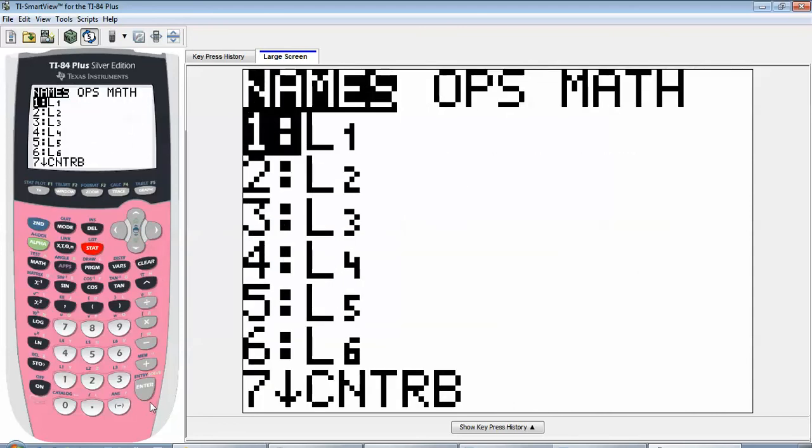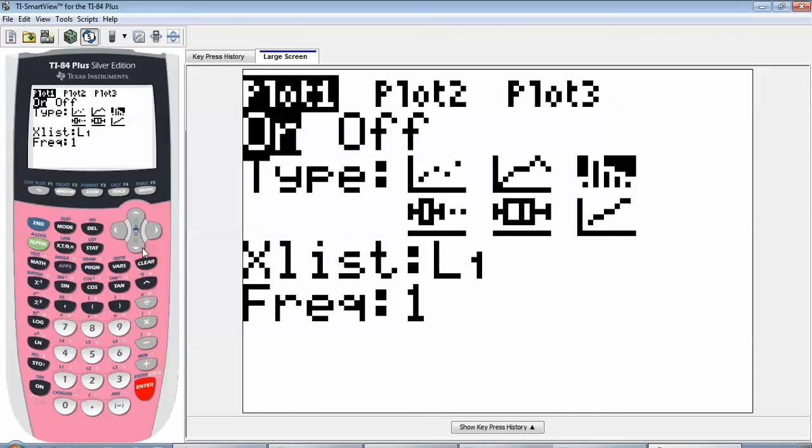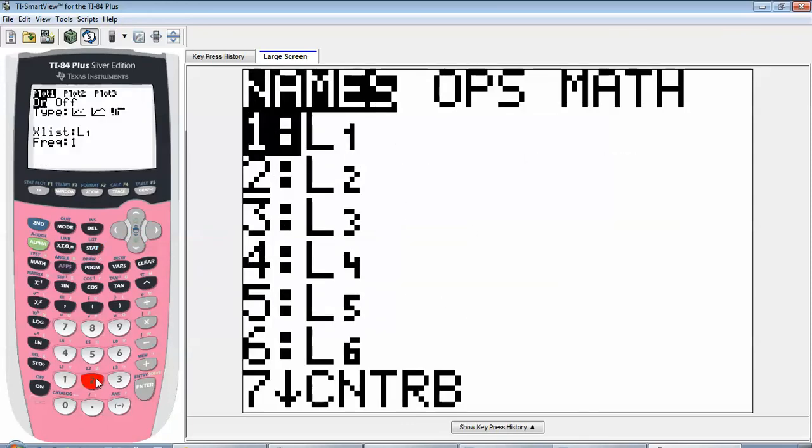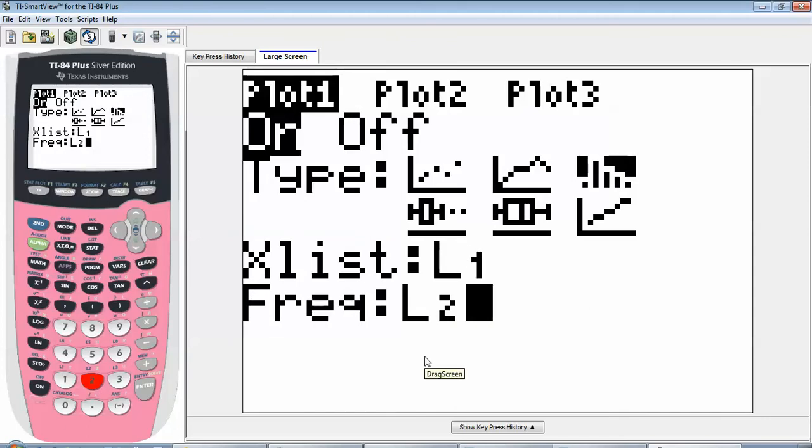Also, for the frequency list, this is the heights of the bars. Generally, we leave this at 1 and just let the numbers in L1 do that. I'm going to use the numbers in my L2 as the heights of my bars. Now, let's go ahead and take a look at what this would be.